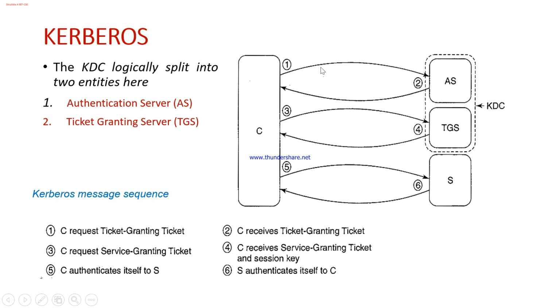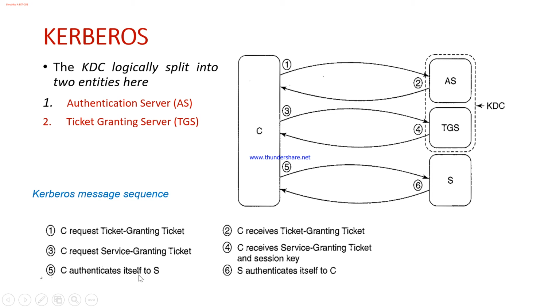So the first step here is that the client will request the ticket granting ticket, TGT. Next C will receive the TGT, that is the ticket granting ticket. Next C will request the service granting ticket from the ticket granting server. Then it will receive the service granting ticket and the session key. This session key is used for the subsequent communication between the client and the server.